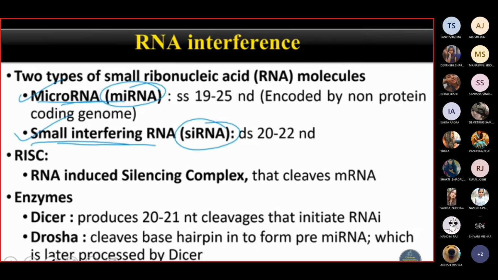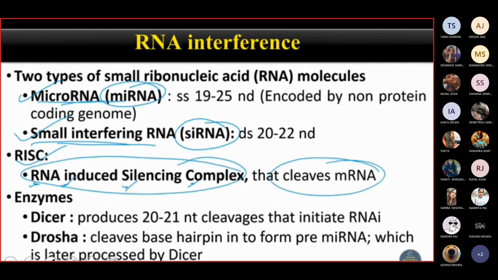Later on, they form a complex called RISC, RNA induced silencing complex. This is the complex which ultimately damages the messenger RNA. In the process, some enzymes are also used. Two important enzymes are the dicer enzyme and the Drosha enzyme. These are the two different enzymes involved in this process.